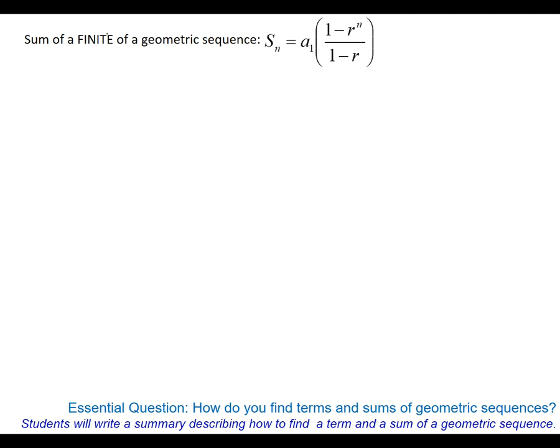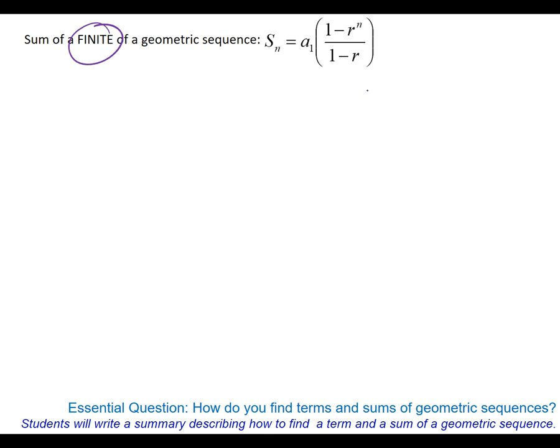Finite means it stops somewhere. Okay, so this sequence is going to stop. Right? There's an end to it. Whereas infinite means it goes on forever and ever and ever. There's another formula for that. Okay? I told you one of the formulas was going to be ugly. This is the ugly one.